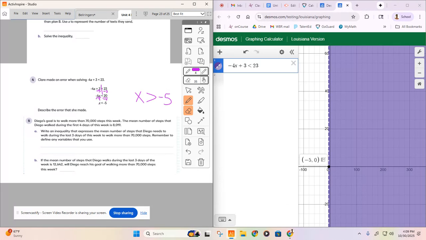What error did she make? She forgot that rule that says to reverse the inequality symbol when you multiply or divide by a negative number. When you multiply or divide by a negative. And we learned that first day.